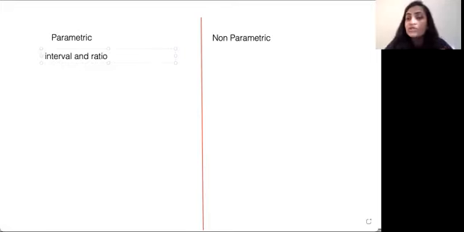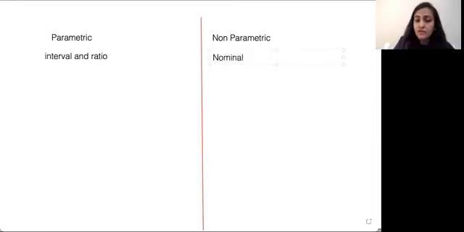What if the outcome is nominal or ordinal? Then it's going to be non-parametric. So your level of data for using non-parametric tests means the dependent variable would be nominal and ordinal, and for parametric, the dependent variable would be interval and ratio.